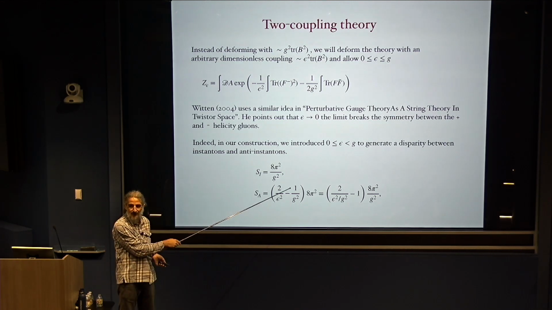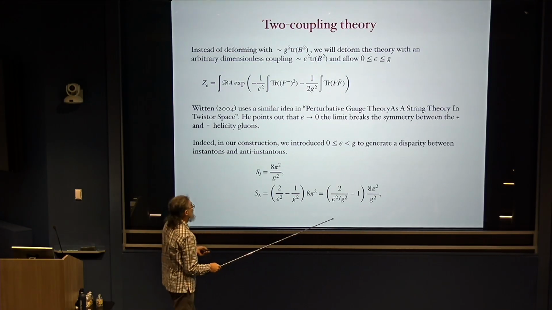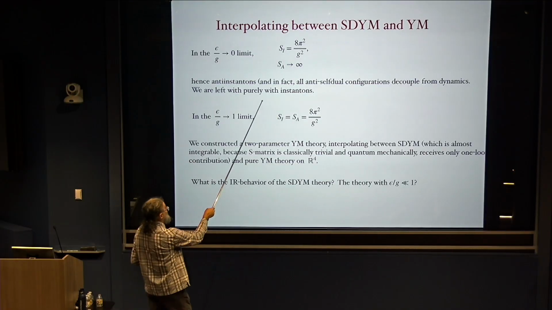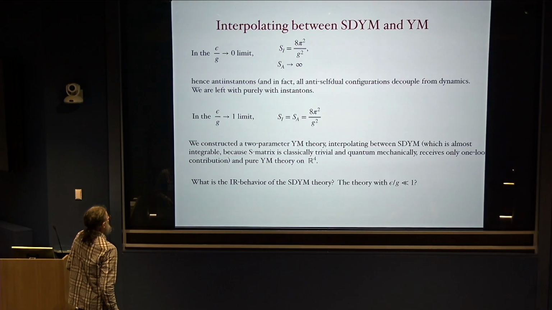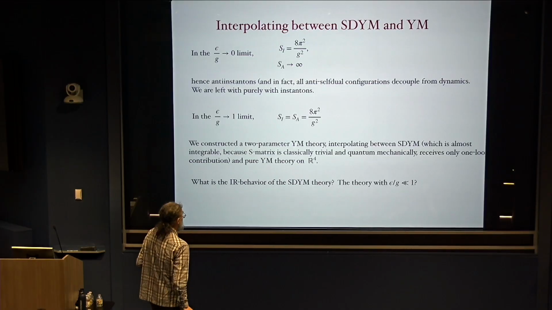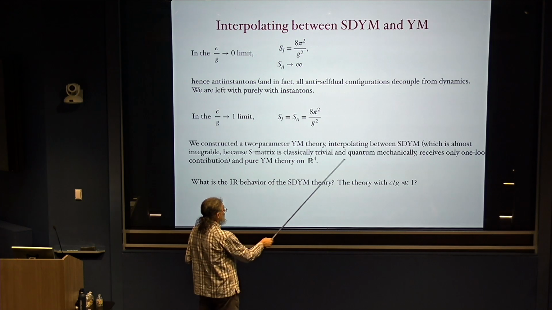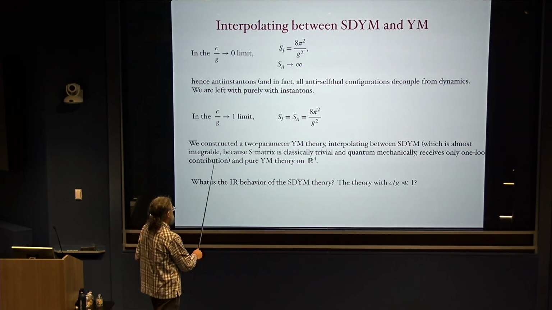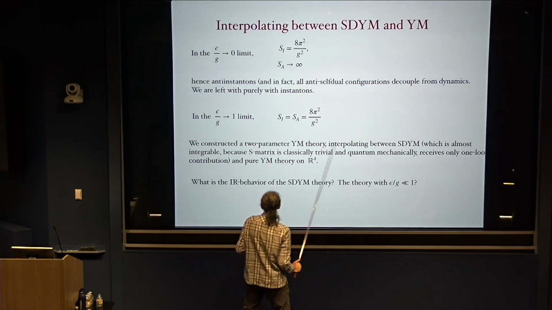Now, instanton action is still this, but anti-instanton action is this. In particular, in the limit where epsilon goes to 0, anti-instanton action diverges. It decouples from the theory, which is very nice. We are left purely with instantons. If you take epsilon over G to 1, you land on pure Yang-Mills theory. So this is a theory, two-parameter Yang-Mills theory, interpolating between self-dual theory, which is almost integrable because the S matrix is classically trivial, and quantum mechanically there is only one loop contribution.